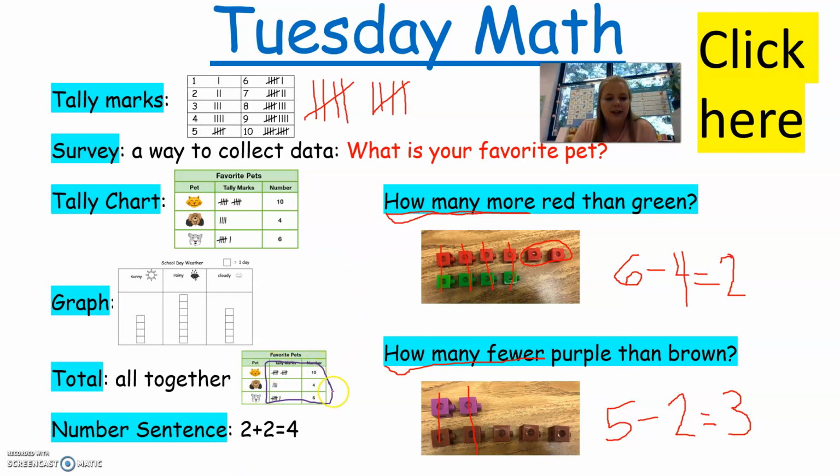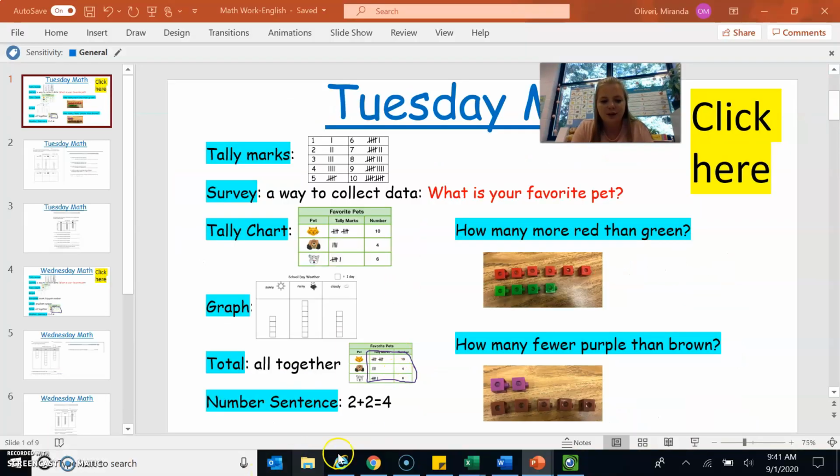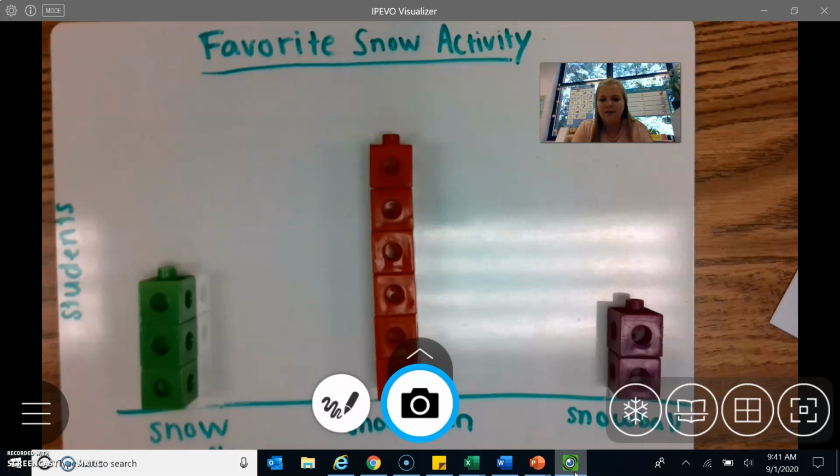Okay, so let's get started today. Before we get started with our worksheets, I wanted to do an activity with you. Okay, so let's switch to my camera.